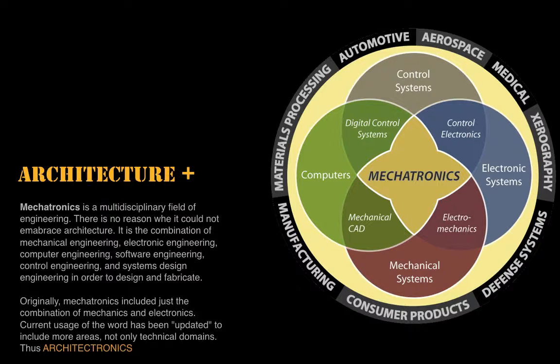So let me say a few words about the subtitle of the lecture. Let me talk about mechatronics and architecture. So mechatronics is a multidisciplinary discipline of engineering. There's no reason why it could not embrace architecture, as a combination of mechanical engineering, electronic engineering, computer engineering, software engineering, and system engineering, all in order to design and fabricate. So mechatronics included just a combination of mechanics and electronics, and that's why the word mechatronic was proposed.